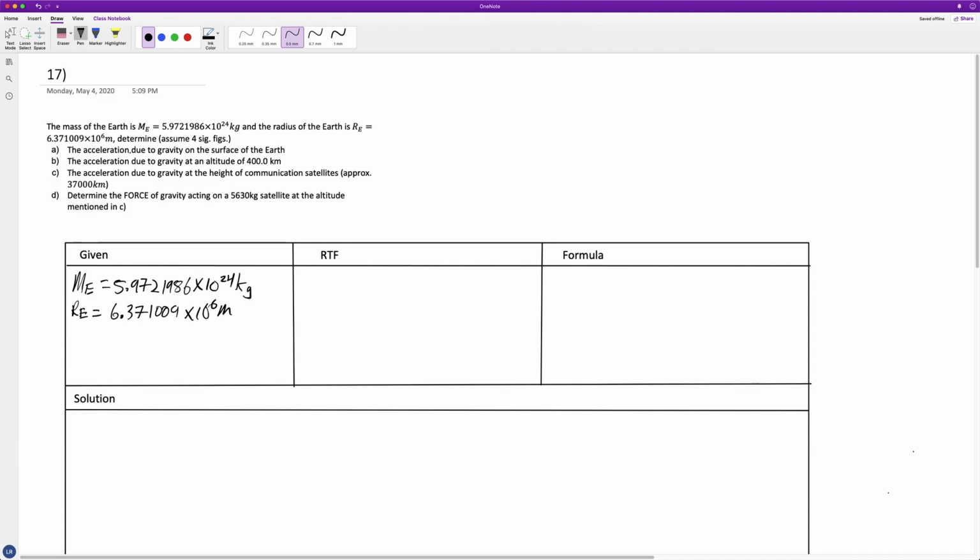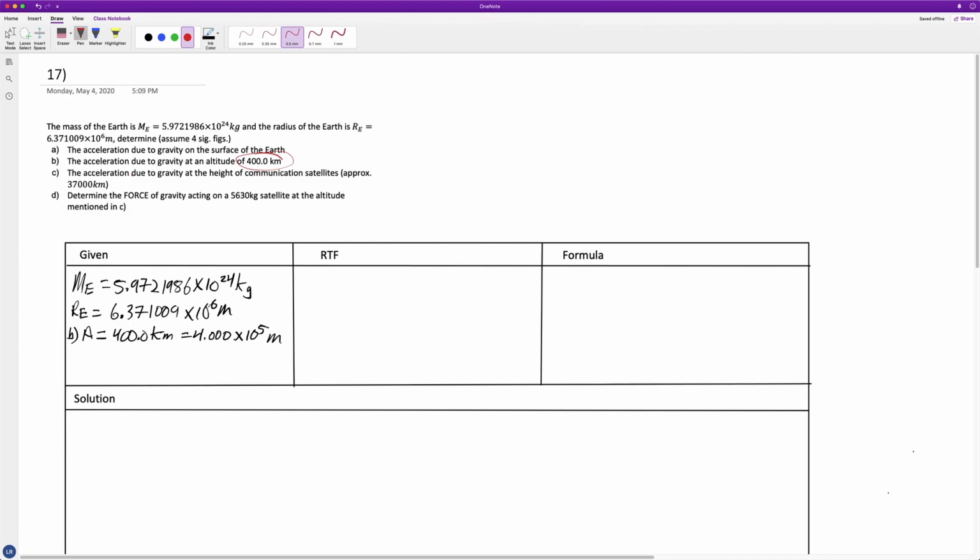So for part A, there are no new numbers that we're dealing with. For part B, we're asked to find the acceleration due to gravity at an altitude of 400 kilometers. So that means for part B, we have an altitude, or capital A, of 400 kilometers. That is not the appropriate unit, however. We have to convert from kilometers to meters, which means we multiply by 1,000, which works out to 4.000, 4 sig figs, times 10 to the 5 meters.